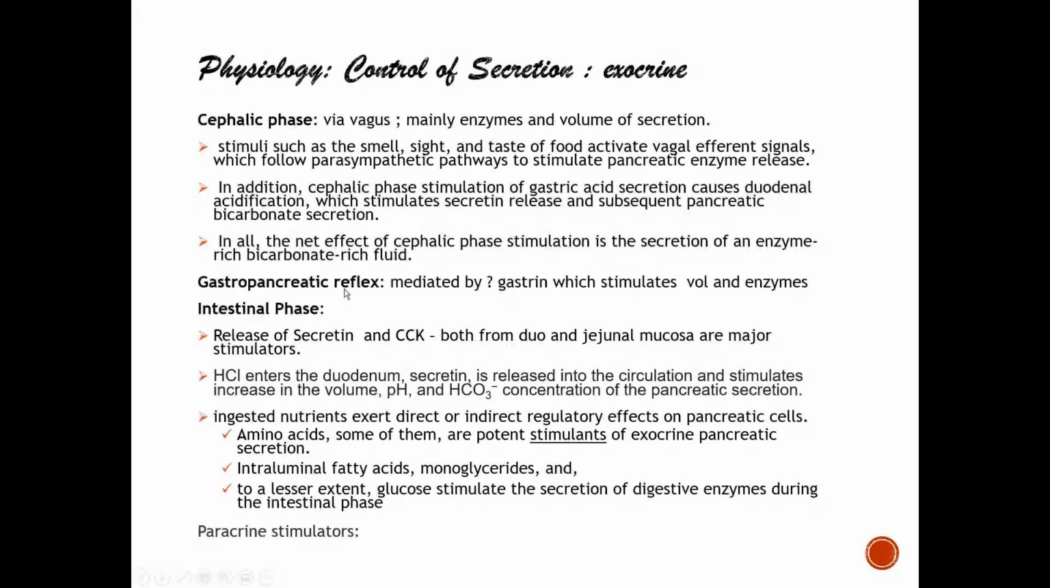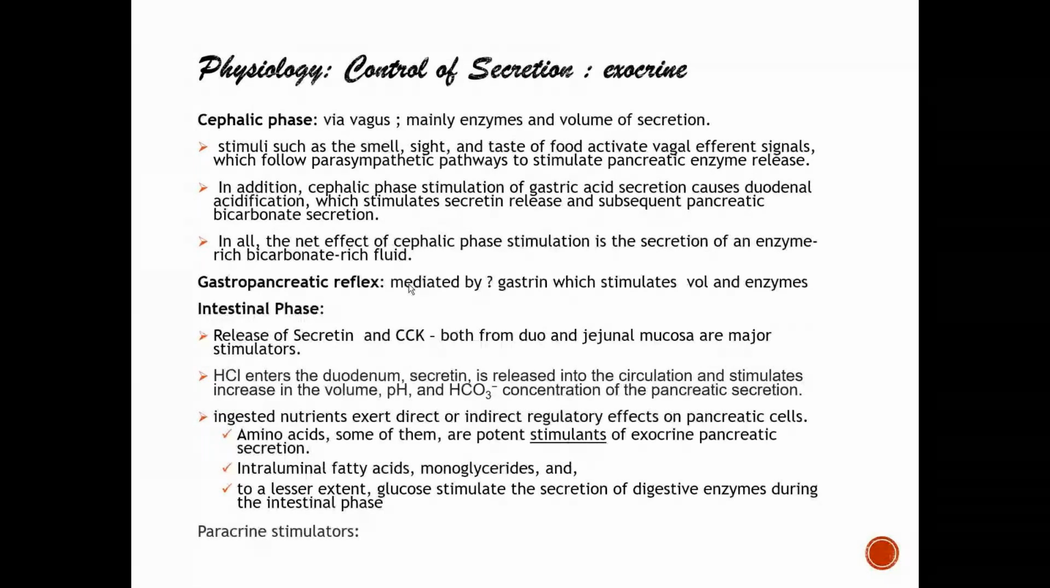In addition, there could be gastric secretion, which causes duodenal acidification. The moment the duodenum gets a high acid output, immediately the pancreas gets the call: send some alkali, I want to neutralize the acid. So that stimulates the secretin release and subsequent pancreatic bicarbonate secretion. So the net effect of the cephalic phase is a secretion of enzyme-rich, bicarbonate-rich fluid from the pancreas into the duodenum. The gastropancreatic reflex, the second method, is probably mediated by gastrin, which stimulates the volume and enzyme output from the pancreas. The third is the intestinal phase.